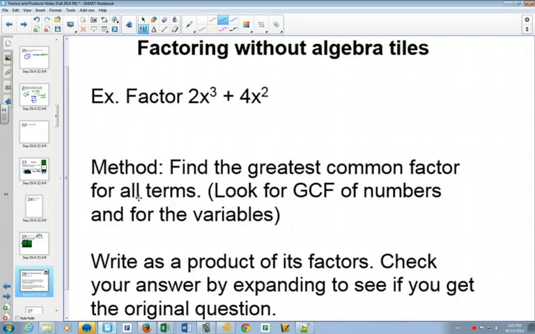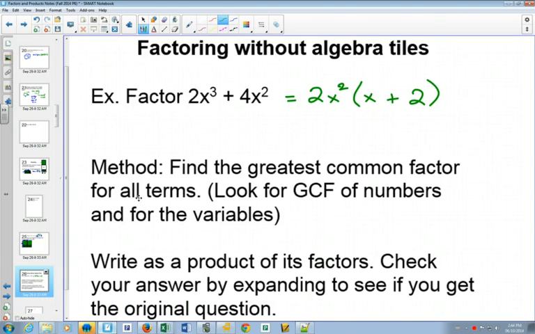So we look at 2x cubed and 4x squared, and the biggest number you can divide both of them by is 2. And the x cubed and the x squared, they both have an x squared in there. And then we have to ask ourselves, well, what would be left if we pulled the 2x squared out of the first one? Just an x. What would be left if we pulled out a 2x squared out of the second one? Just the 2.